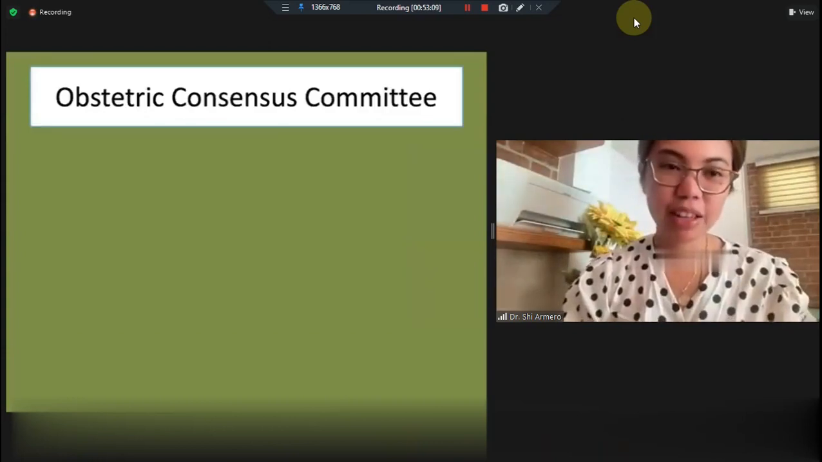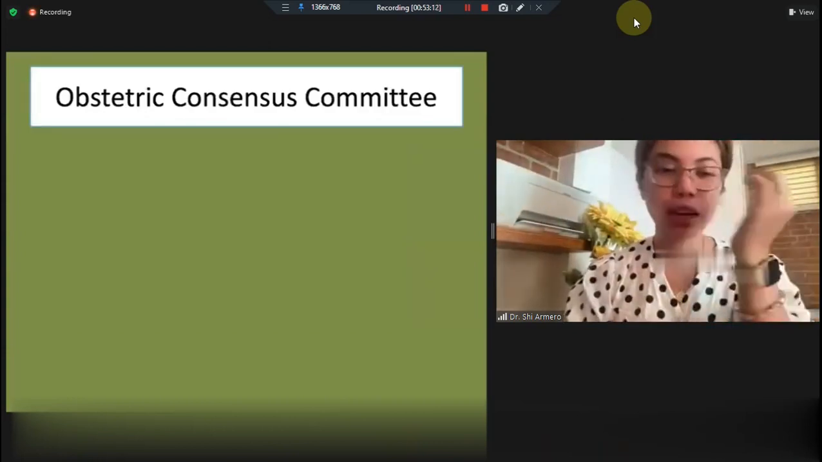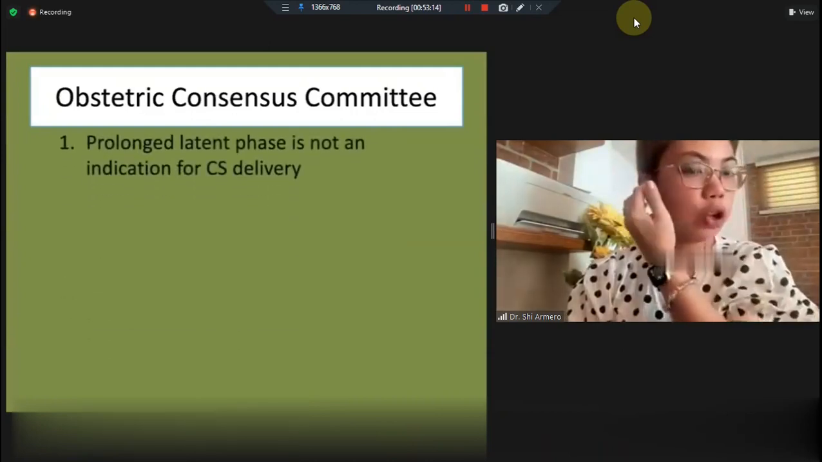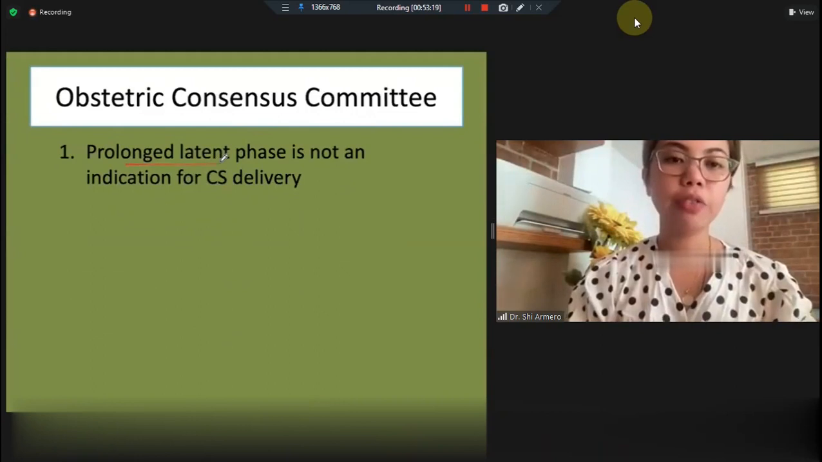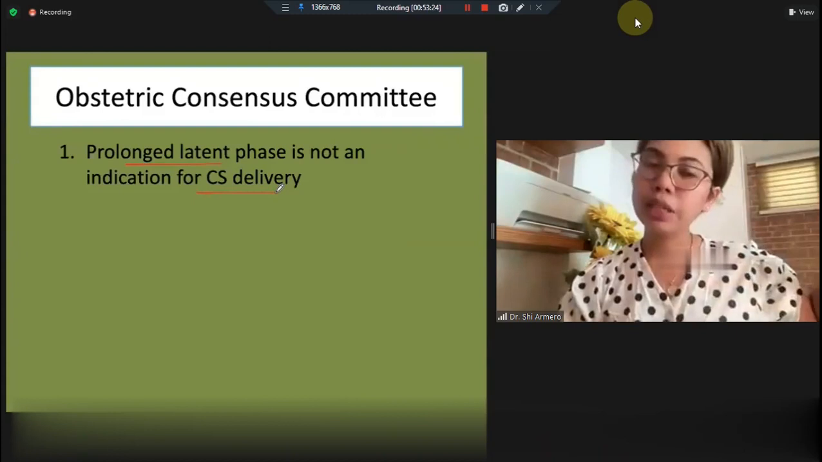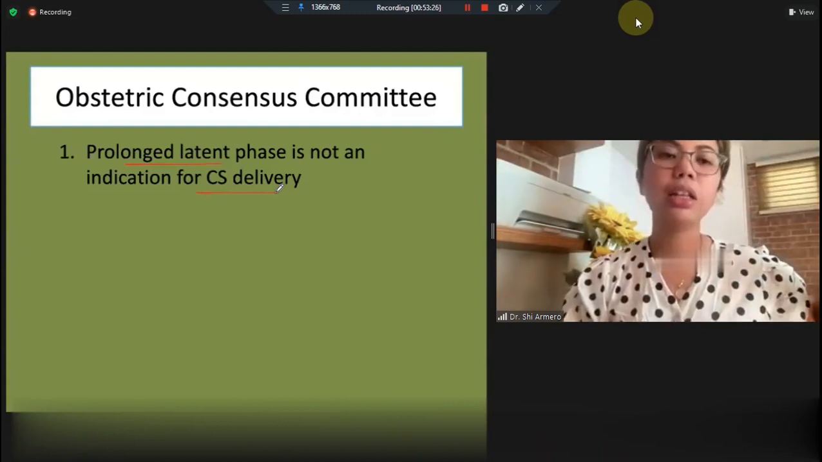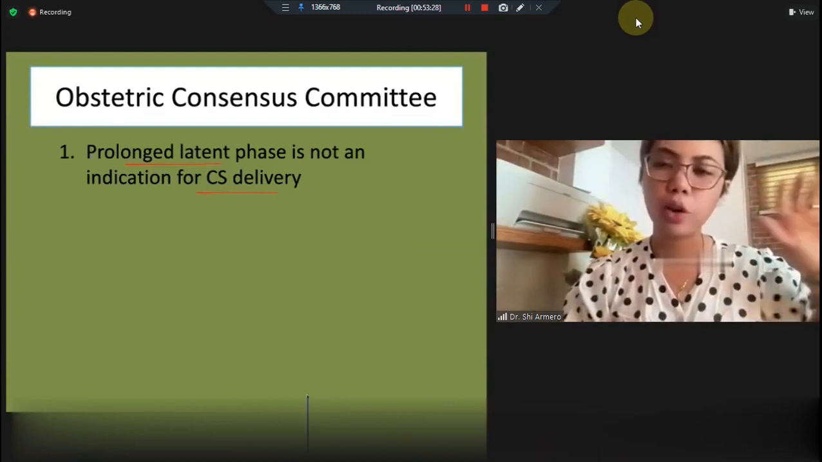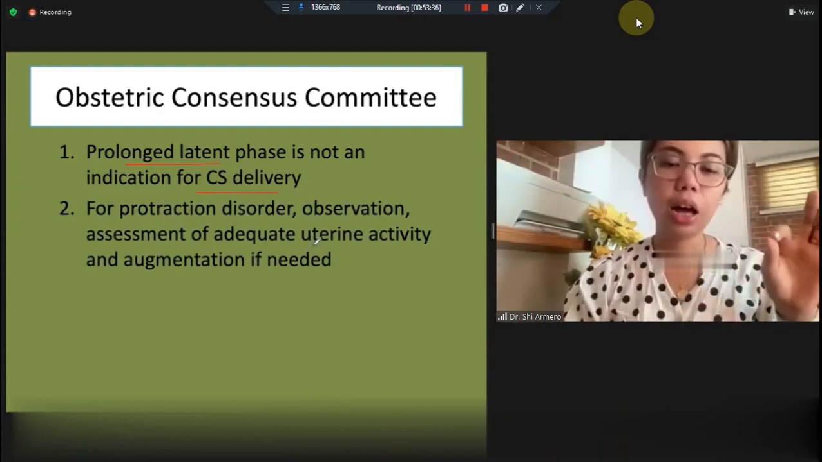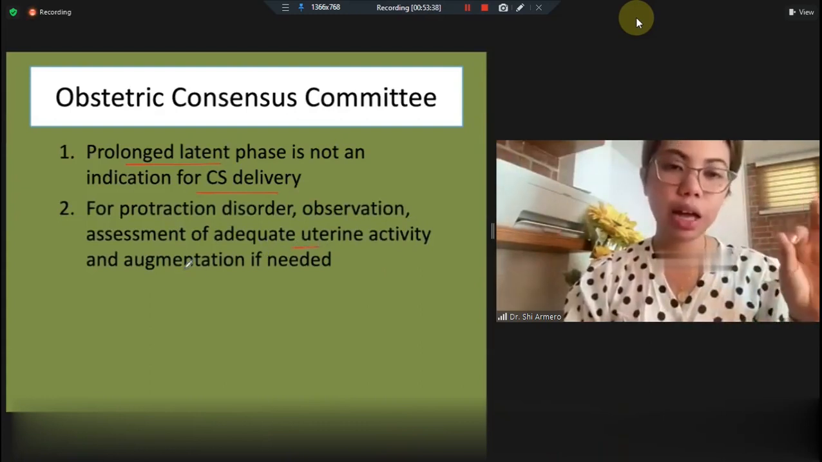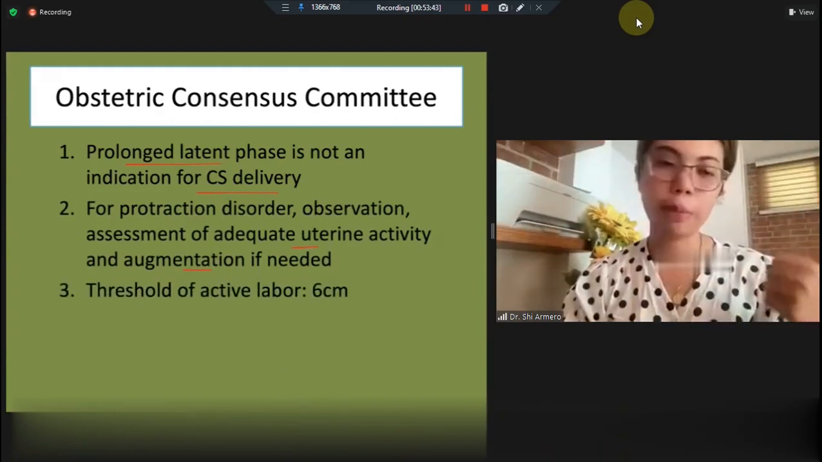Okay, let's see. With the Obstetric Consensus Committee. So, sige. You might change your mind after hearing the Consensus Committee. Number 1, prolonged latent phase is not an indication for CS delivery. So, nung for CM, si DL, not indication for CS. So, sabi nyo kanina, mag-intay. Correct. For protraction disorder, protracted yung labor niya kanina. Observe, assess. Adequate ba yung uterine activity niya? If hindi, augment after oxytocin. Okay, so nagawa. Nag-amniotomy tayo.